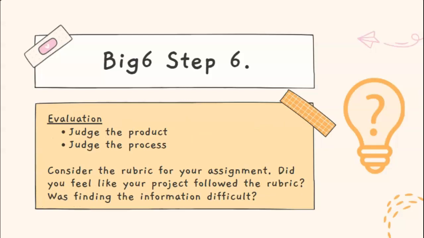Step 6 is evaluation. This is where you judge the product and judge the process. Consider the rubric for your assignment. Did you feel like your project followed the rubric? Then also consider how you gathered the information. Was finding that information difficult? What are changes you can make to the process to make it easier for you?